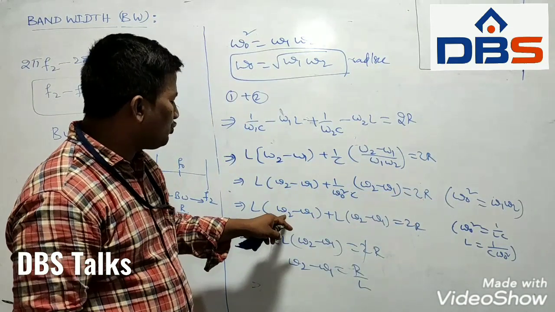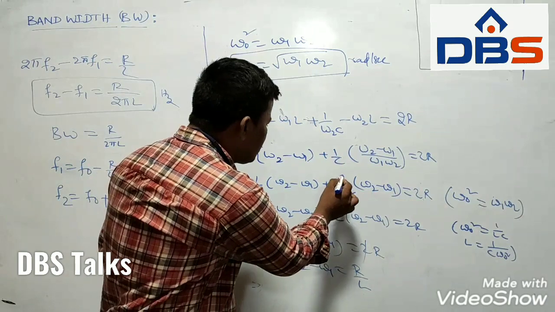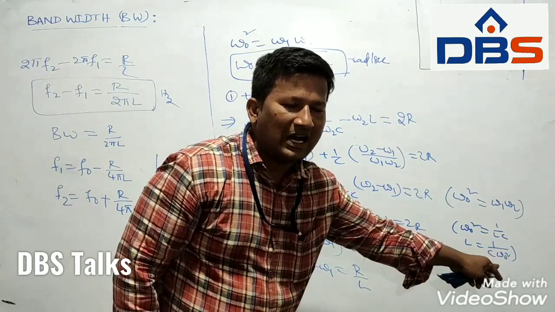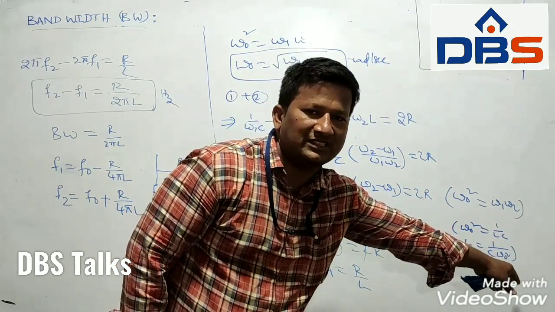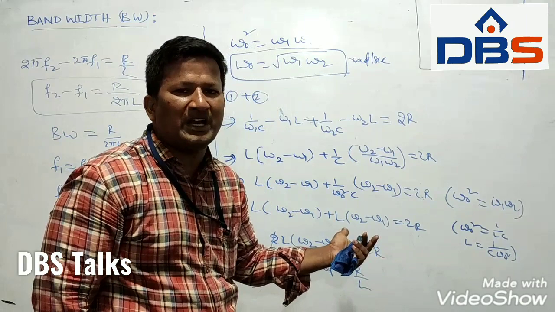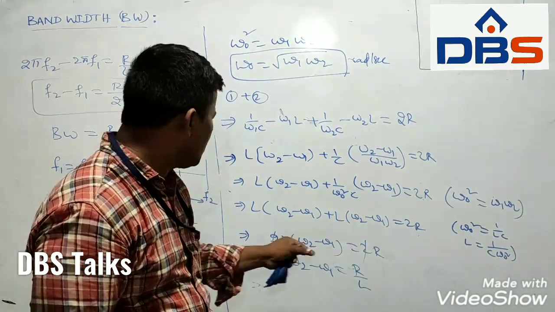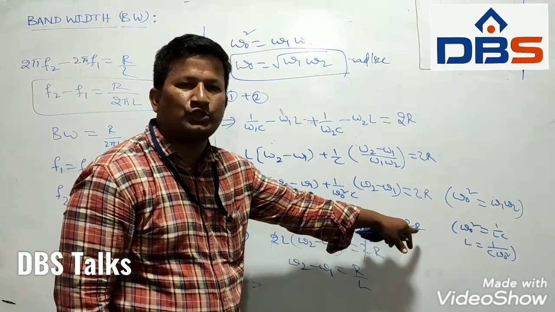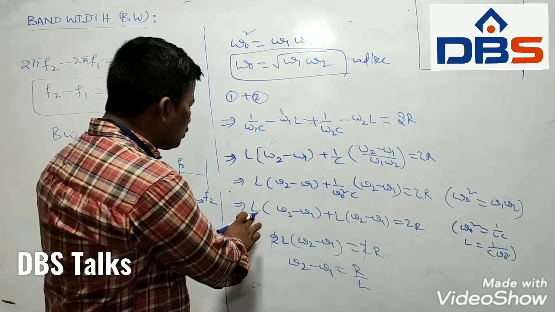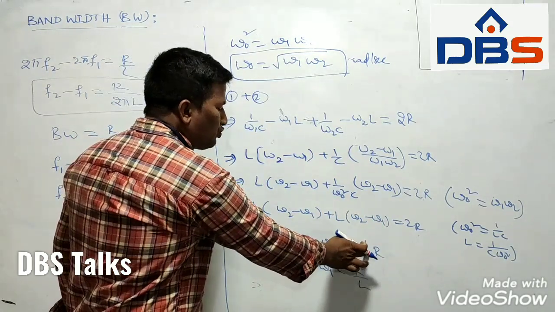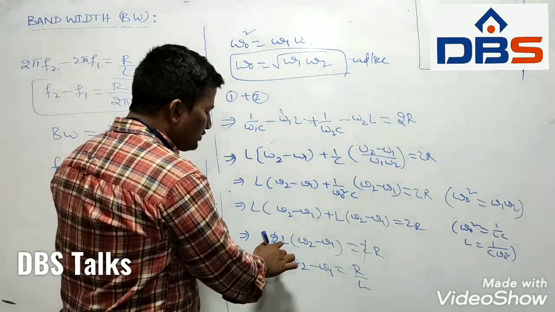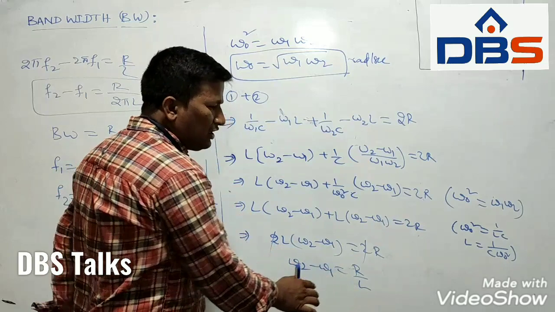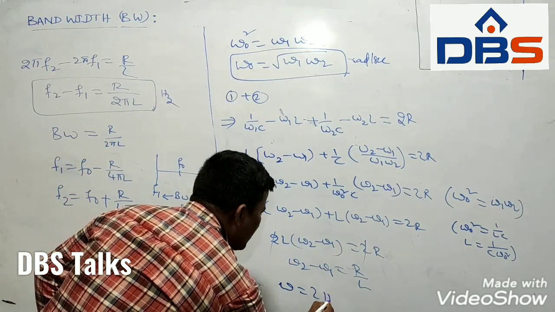Now L into omega 2 minus omega 1 plus, we know that omega naught squared is equal to 1 by LC, and L is equal to 1 by omega naught squared c. We substitute that in this one, in place of omega naught squared c we can put the L value. So L into omega 2 minus omega 1 plus L into omega 2 minus omega 1 equal to 2r. Now 2L times omega 2 minus omega 1 equal to 2r, so the 2s cancel. So L into omega 2 minus omega 1 equal to r, and omega 2 minus omega 1 is equal to r by L.